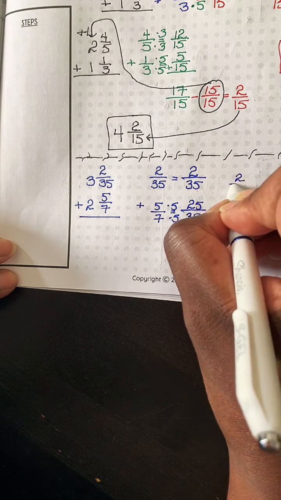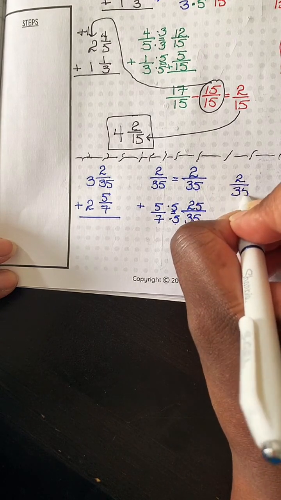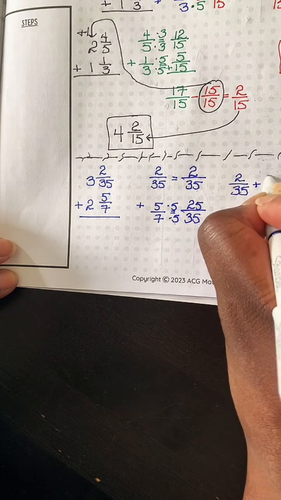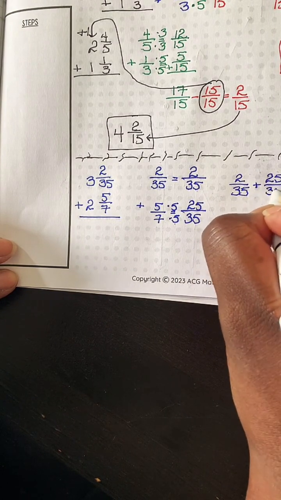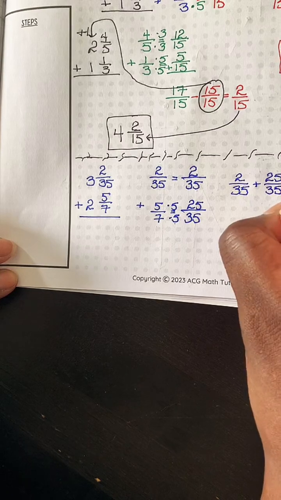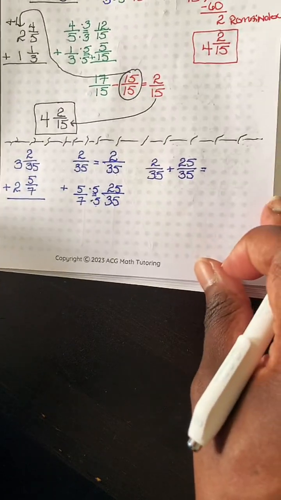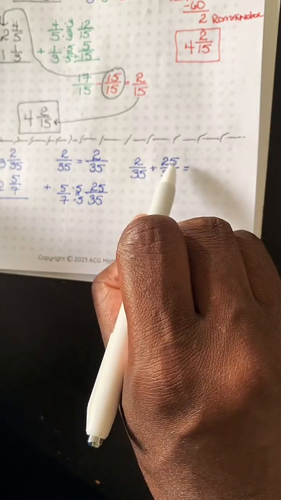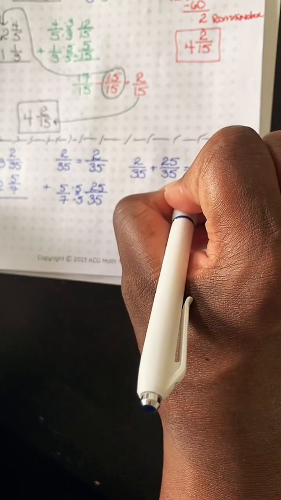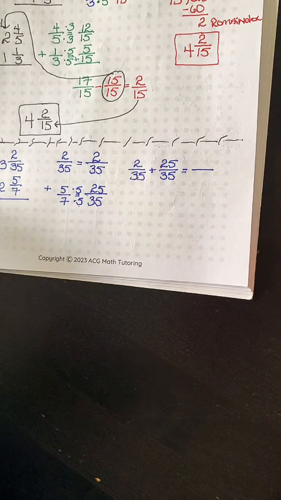We have our 2 over 35, and we have our 25 over 35, or 25 35ths. Since we have a common denominator, all we have to do is add the numerators. What would I get as a ratio?